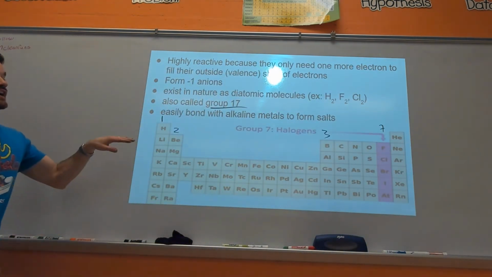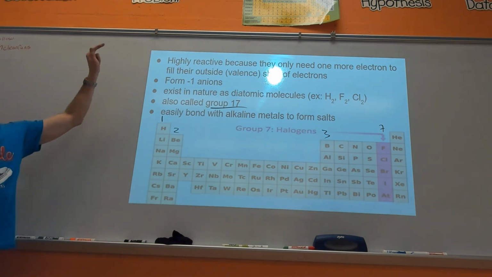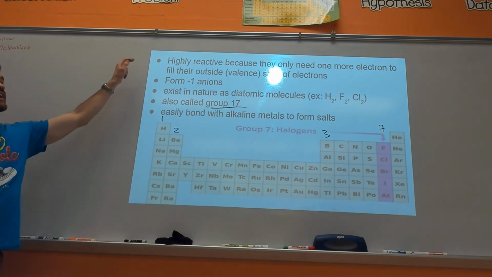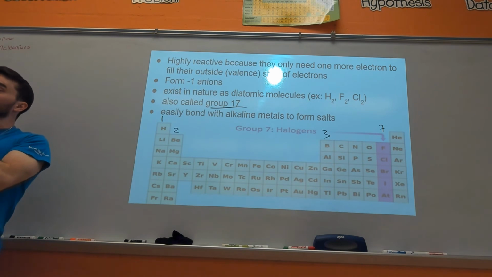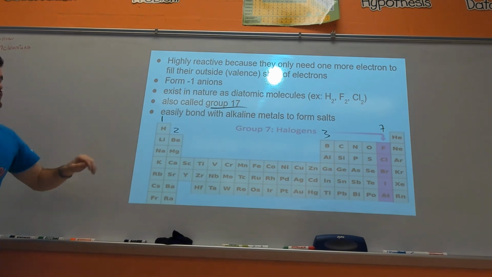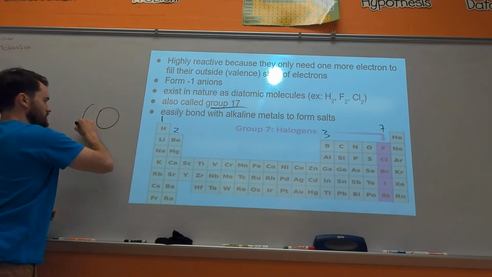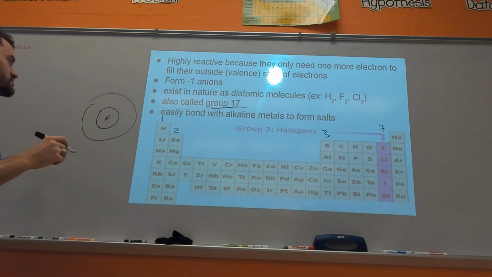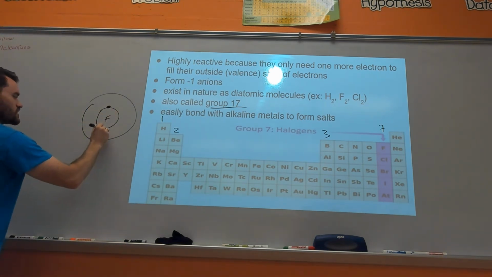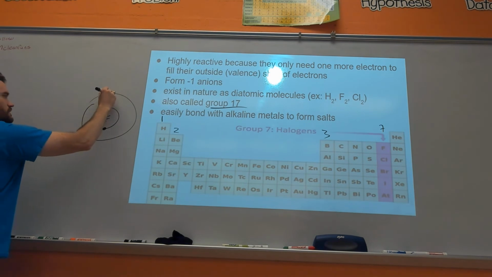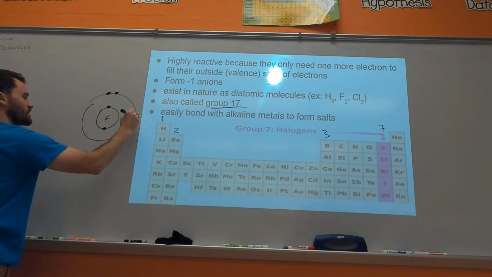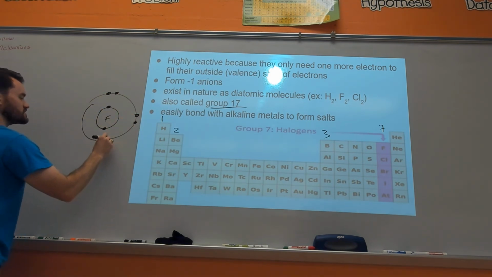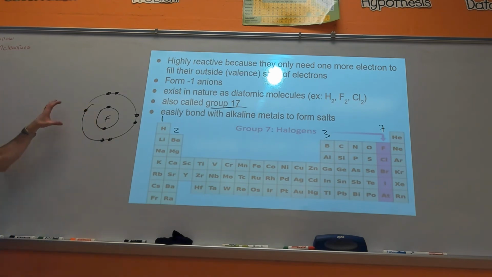All right, so the halogens, we say they are highly reactive. Now, they are highly reactive because they need one more electron. So they're actually the opposites of the alkali metals. So if I draw fluorine, the Bohr model of fluorine, fluorine has 9 electrons. So 2 electrons can go in that first energy level. And then remember, the second energy level can hold up to 8 electrons. But fluorine only has 7 in that outside shell.